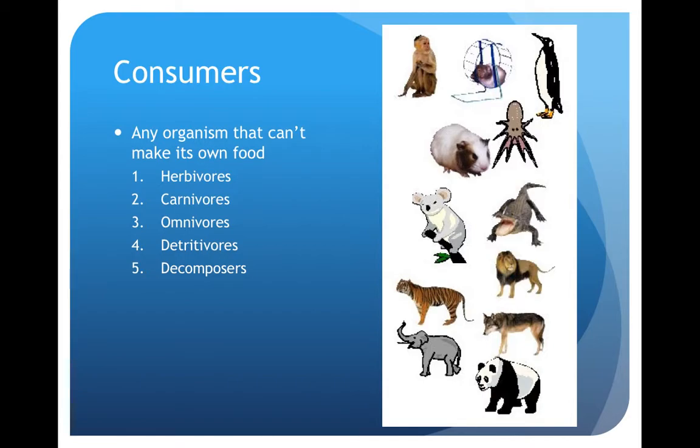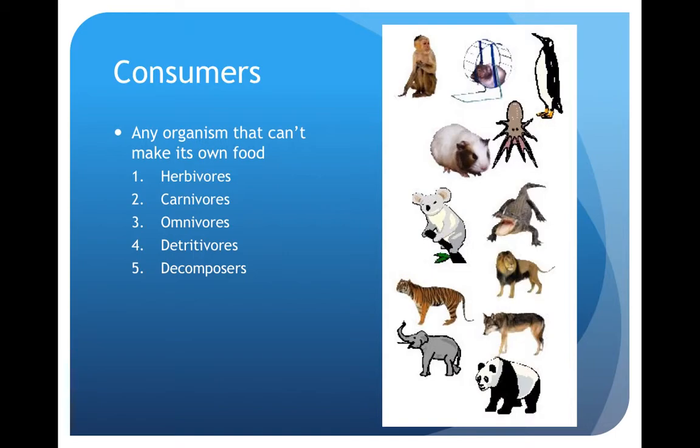Consumers then will eat a producer or another organism and then get their energy from that organism they just consumed. And we'll break it down in their digestive system, get those molecules available to the cells and tissues, and then they can enter the cells for cellular respiration. There's different types of consumers.